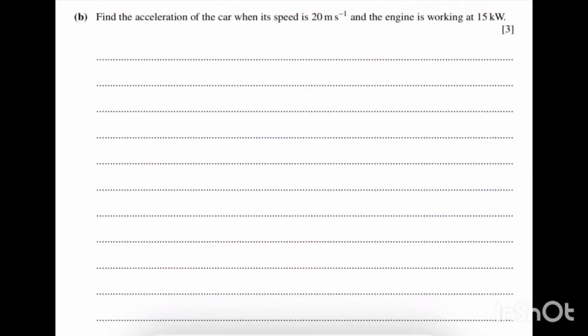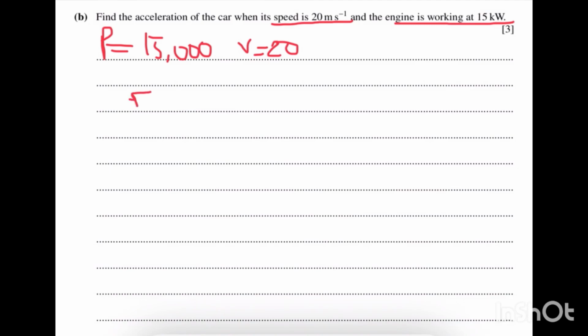For part B, they're saying find the acceleration of the car when its speed is 20 meters per second and the engine is working at 15 kilowatts. So what they've given us is the power again, which is equal to 15,000 watts, and its speed is 20. Now note, they have told us that this is not the constant speed, so in this case there will be acceleration. In order to find the acceleration of the car, we will need to use the forces formula, which is this, as we know. But for that we will require the forward force.